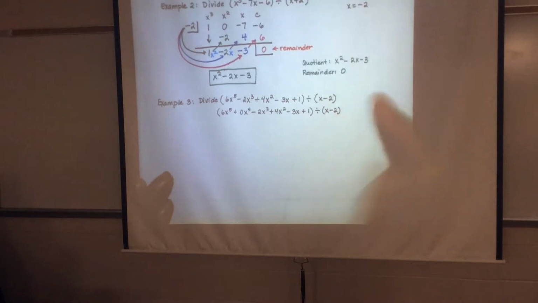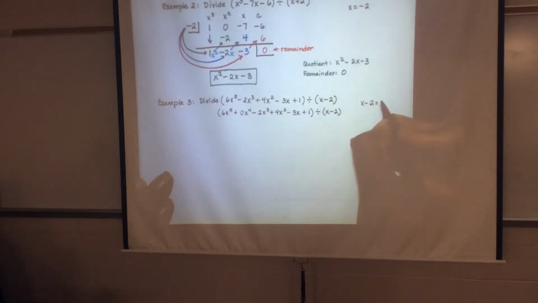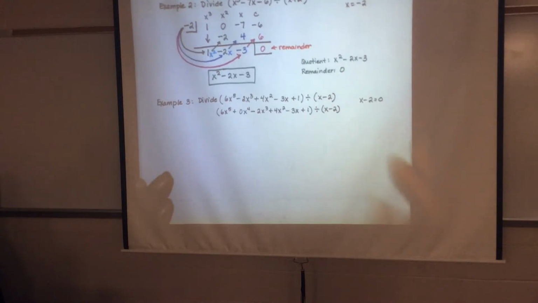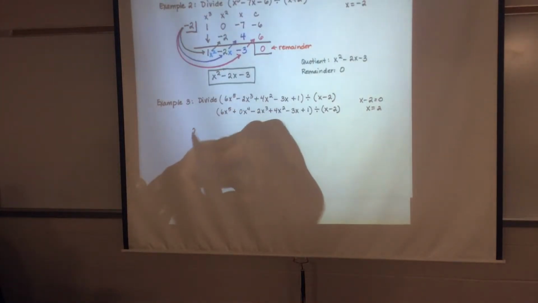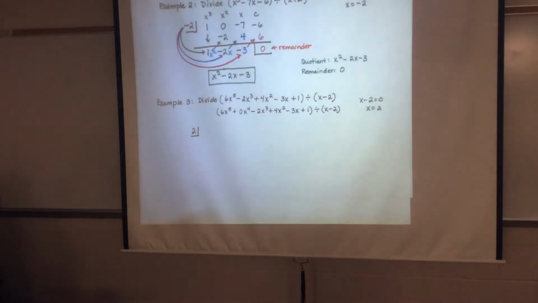Now, my divisor says x minus 2. But if I'm going to use synthetic division, let me set that equal to 0 and find out what x is. If x minus 2 is equal to 0, then x will be equal to 2. That 2 will be your divisor for the synthetic division.